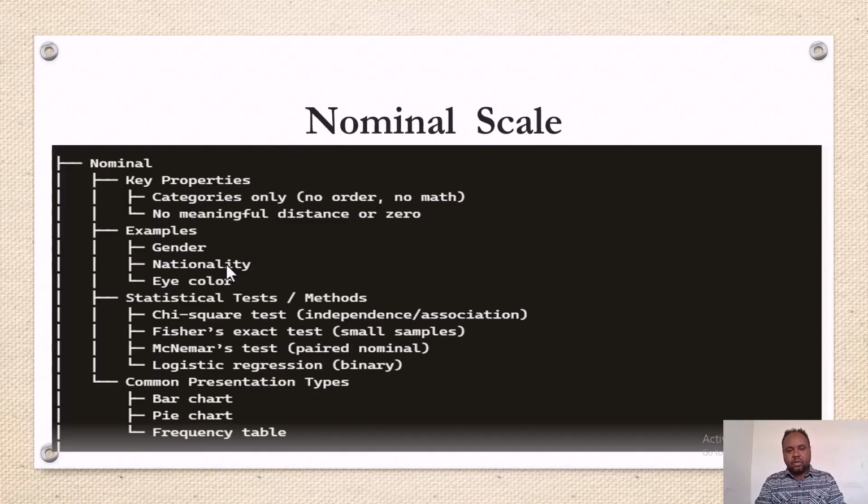For example, if we consider gender, what are the possible values of gender? The common values are male or female. This male and female serve only for labeling. We can't say that male is greater than female or female is greater than male. We don't have any ground to say so, right?